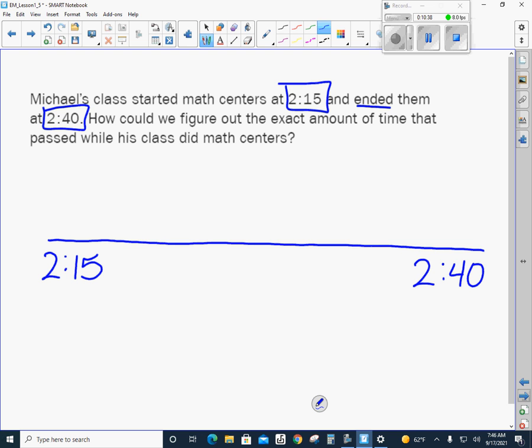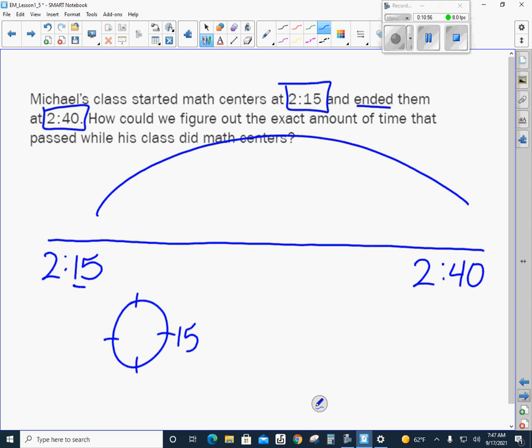And now I'm going to count that time in between, but I'm going to do it in jumps that make sense to me, okay? Now, this is where different people might solve it different ways. It just depends on how your brain thinks that through. For me, because I know those benchmark times, I recognize that this 15 is a benchmark time. So I'm thinking if I jump from 15 to 30, that's 15 minutes. So I'm going to make a 15-minute jump, and I'm going to land at 2:30.